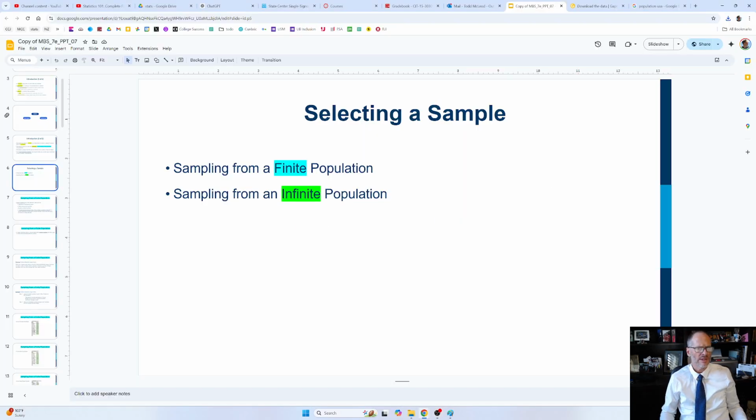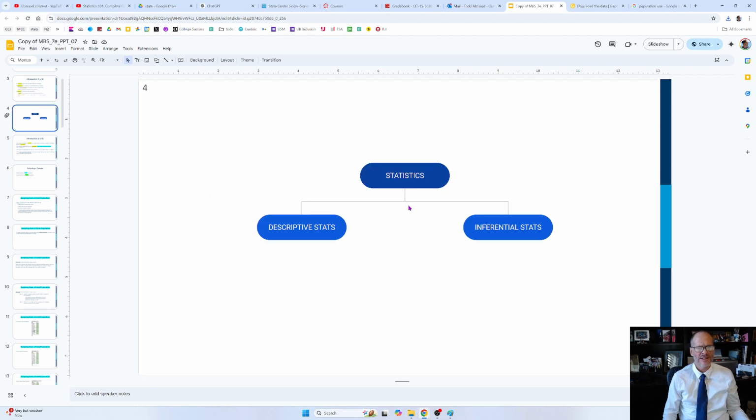All right, so now we're going to take a look at how we do sampling. And again, we have a little bit of an ontological structure here, a tree diagram or a hierarchy chart, where when we're talking about samples and statistics, we could say, here's statistics, and then here's inferential statistics.